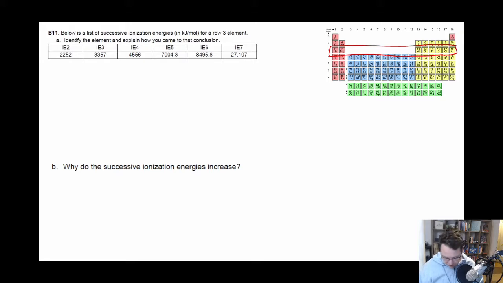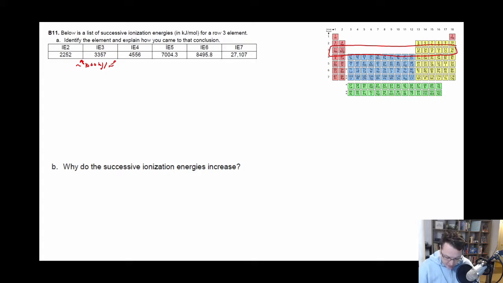That's a lot of ionization energies, and looking through it, what we can see is the second one has an ionization energy of 2,252 kilojoules per mole. The third one is 3,357 kilojoules per mole. The fourth one is 4,556. And so each one of those is about 1,000 kilojoules per mole difference. Same thing for this one right here: IE2, IE3, IE4. As you're going through all of those, you're having about a 1,000 kilojoule change.